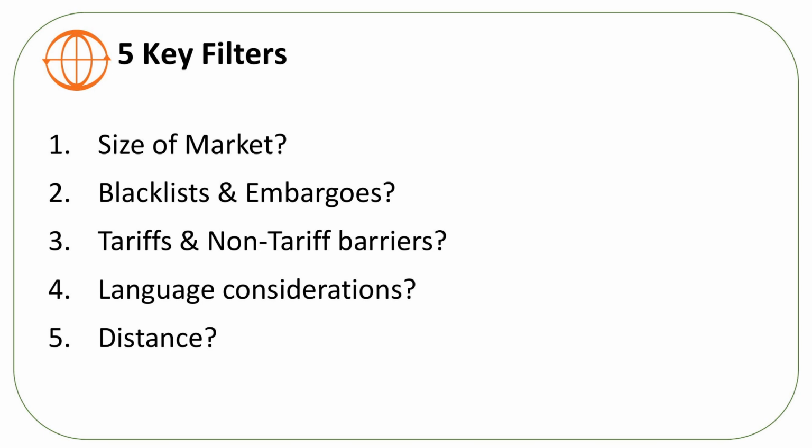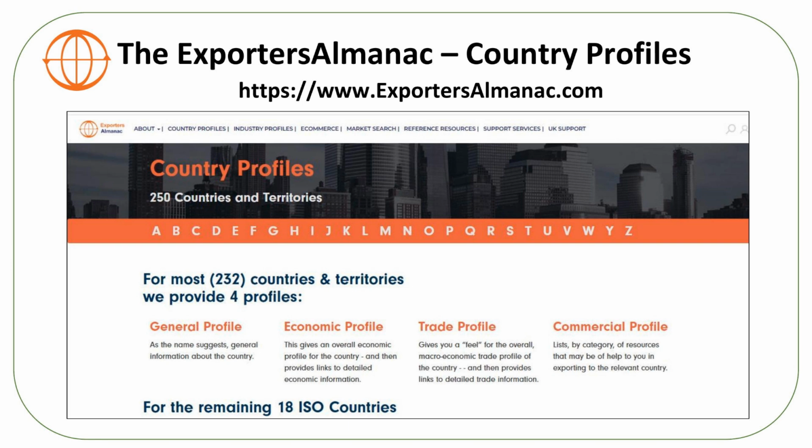But where to find the relevant country information? That's easy. See the next slide. The Exporter's Almanac provides answers to all of these previous slides' questions, either directly or by providing access to the online service that can. We provide country profiles for all 250 countries and territories with an ISO code. If a territory does not have an ISO code or it is not inhabited, you will not find it here, but then these would not have business interest to you.